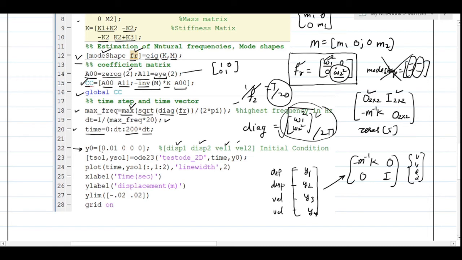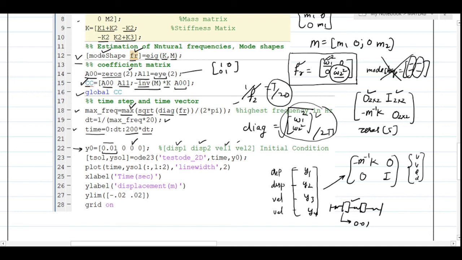And what initial value are we supplying here? We are giving a displacement of value 0.01 only to the first mass. What is our system? Our system has two masses connected with two springs, and here I am giving an initial displacement of value 0.01 to the first mass only. If you want to give some velocity to the first mass, then that will come at the third place.